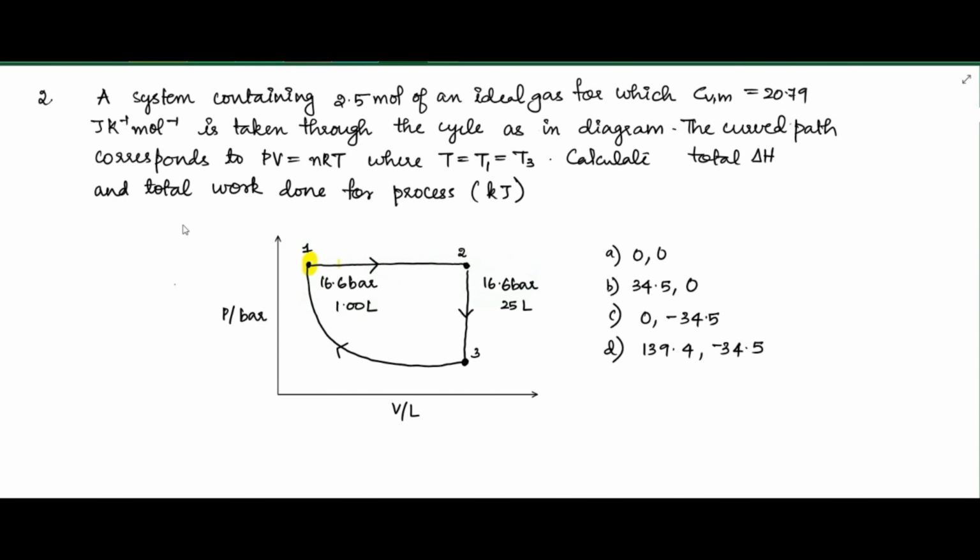Correct? So when you have constant pressure, there is some process going on, right? You can see that along the x-axis volume is given. So going from 1 to 2, there is expansion. 1 liter has become 25 liters, but the pressure is constant. What is the type of process? What type of process is this?